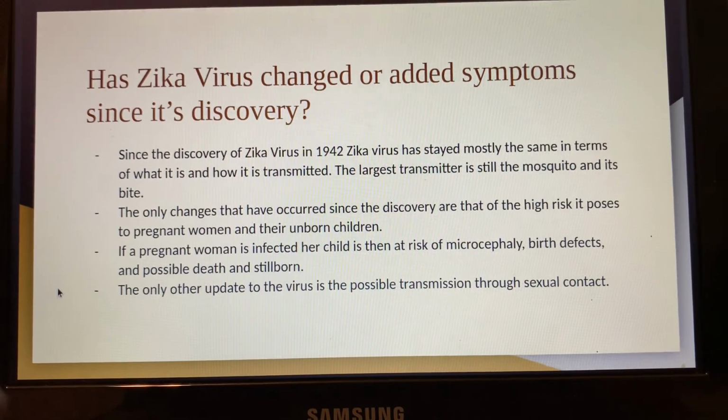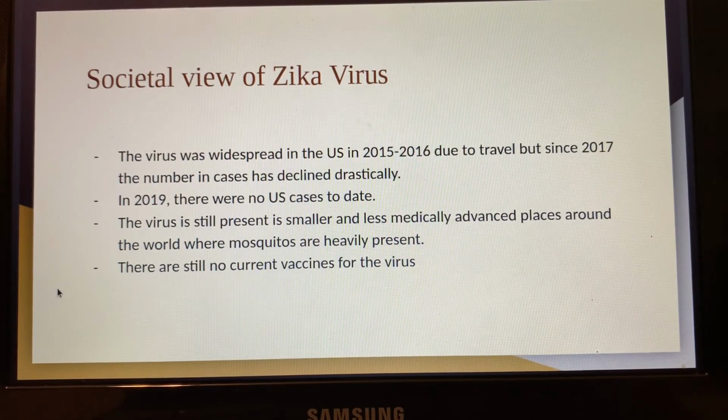Okay. So, the societal view of the Zika virus. The Zika virus was widespread in the U.S. in 2015 and 2016 due to travel incidents. But since 2017, the number of cases has declined, as I stated before, and in 2019, there were no U.S. cases to date. The virus is still present in smaller and less medically advanced places around the world where mosquitoes are heavily present, and there's still no current vaccine for the virus.